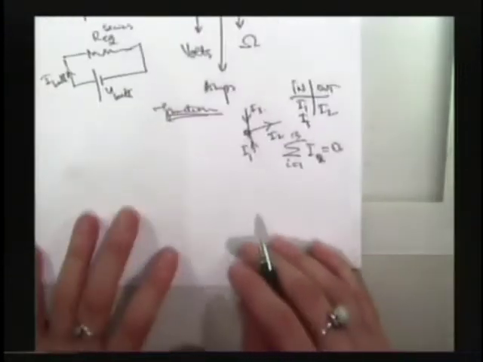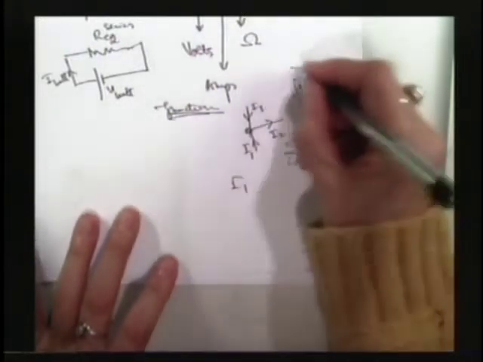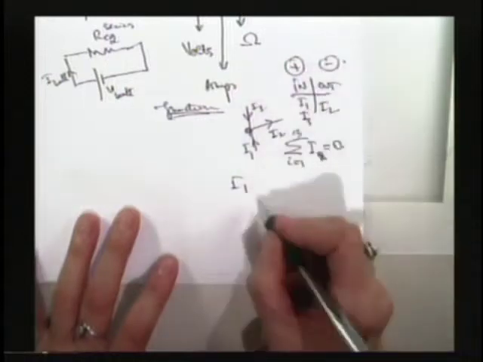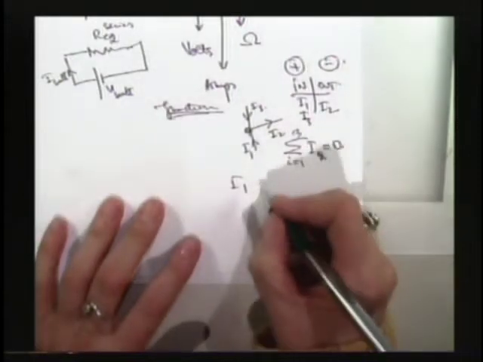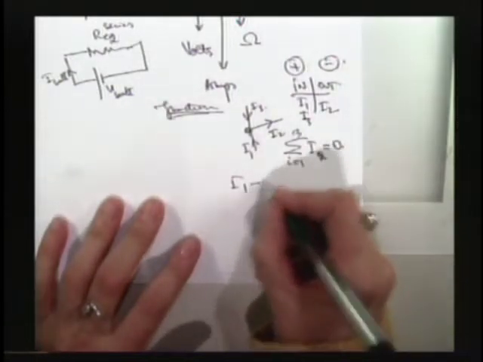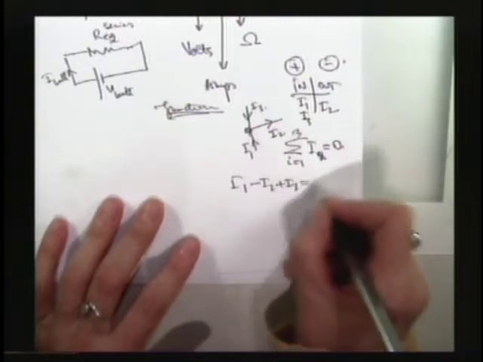What does it tell us? I1, this is in, this is out, right? So I1, what's the sign of I1? If it's in, money going in, positive. Very good. I2? Negative. I3? Very good, equals 0, right?